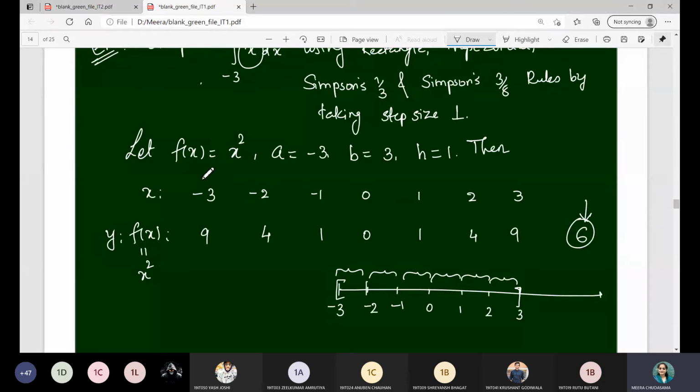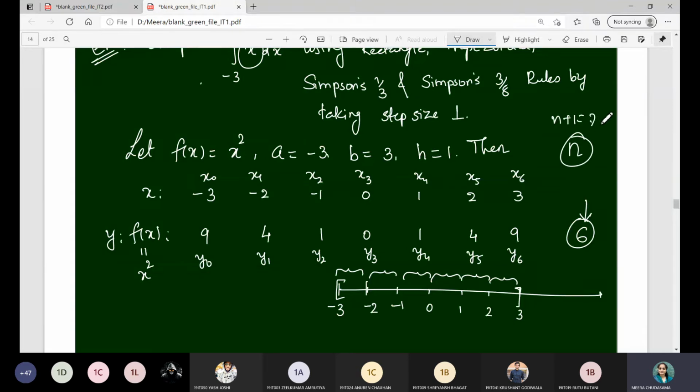टोटल नंबर ऑफ डेटा पॉइंट अगर आप देखने जाओगे ना तो x0, x1, x2, x3, x4, x5, x6 है. ये y0, y1, y2, y3, y4, y5 and y6. Total number of data points we are given 7. Whereas total number of sub intervals, it will be n in number. So n plus 1 is 7. So n is equal to 6.